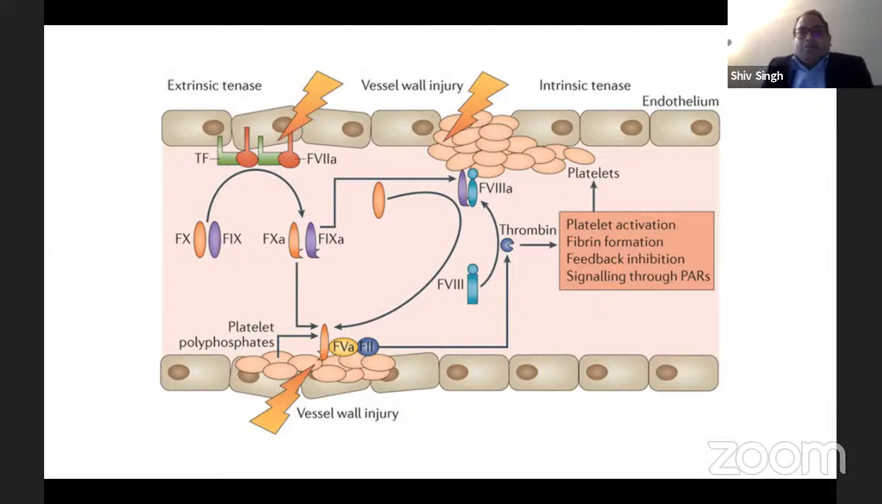So here, it's also looking at the involvement of the platelets. Platelet activation is an important factor in the formation of the plug, as well as for activation of the coagulation. Platelets have a pleiotropic function, and this is important. So platelet activation, fibrin formation, feedback inhibition, and signaling through the protease activated receptors, or PARs. This is done by thrombin.